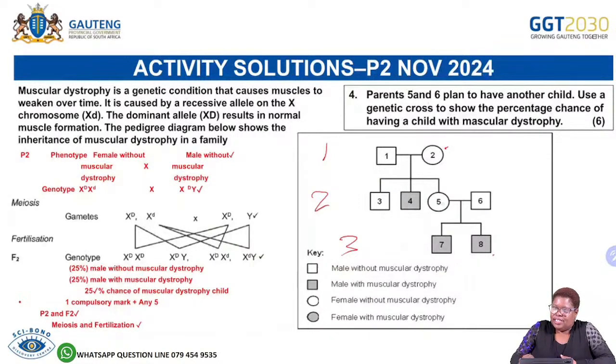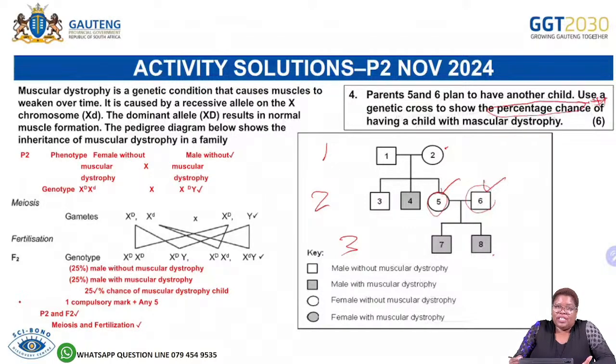Parents 5 and 6. So this parent is a female without muscular dystrophy, marries a male without muscular dystrophy, right? The question says, parents 5 and 6 plan to have another child. Use a genetic cross to show the percentage chance of having a child with muscular dystrophy.